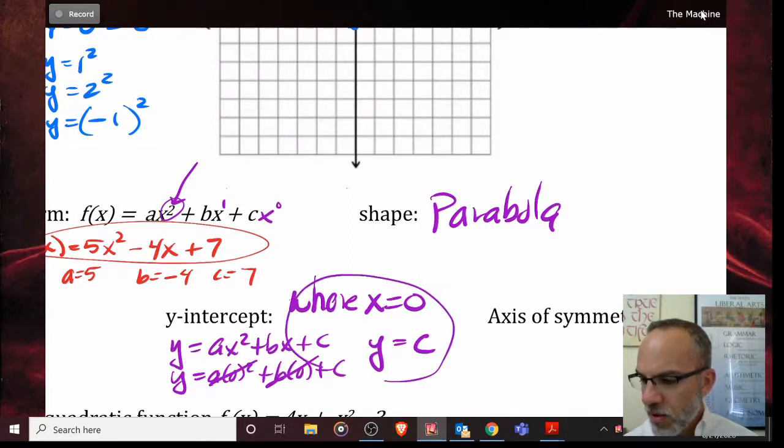Remember, it's a point, though. It's also where x is equal to 0. So it will be the point. The y-intercept would be the point 0, c, when it's written in standard form.